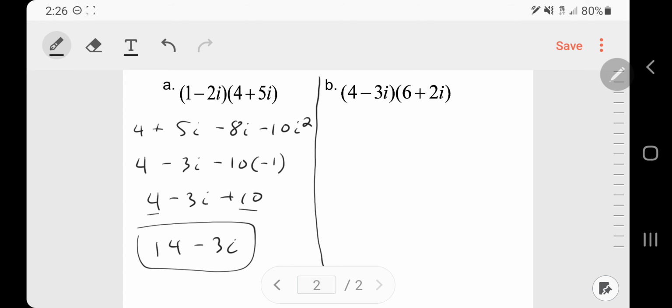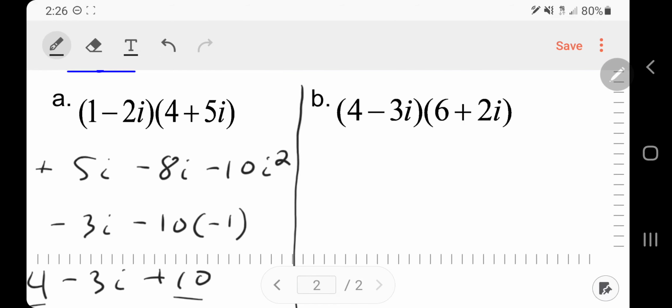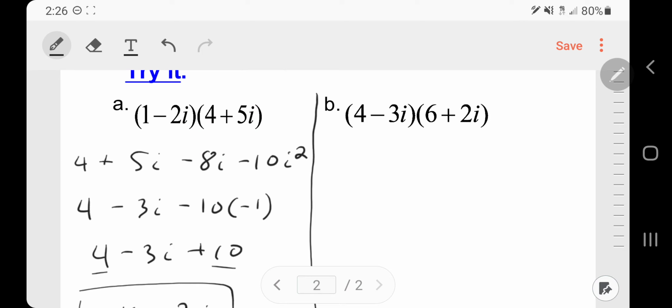All right, let's take a look at the next one. One more example. Okay, so first 4 times 6, that's my first terms, so that's 24. Outer terms, 4 times 2i is a positive 8i. Inner terms is negative 3i times 6, which is a negative 18i. And last is negative 3i times 2i, which is a negative 6i squared.